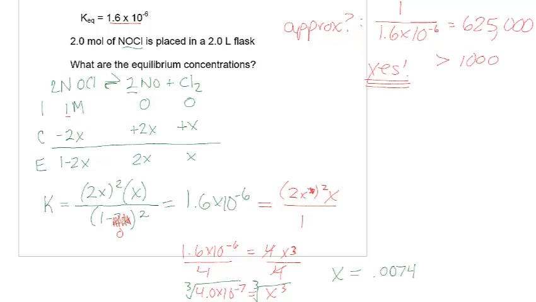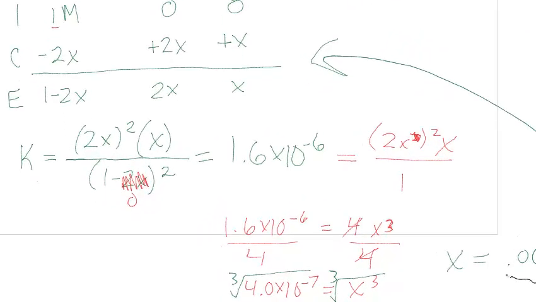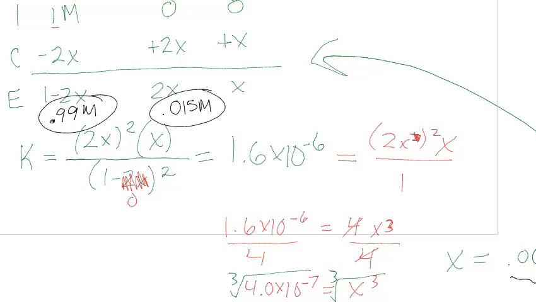0.0074. We can then take that number for x and plug it back into our equilibrium row. So 1 minus 2x, 1 minus 2 times 0.0074. By the way, x is a really small number, so this makes sense. When you plug that in, you get about 0.99 molarity. Whoa, that's basically 1, so our approximation was probably good. And then 2 times x will be 0.015 molarity for our NO. And for the Cl2, it'll be 0.0074 molarity.